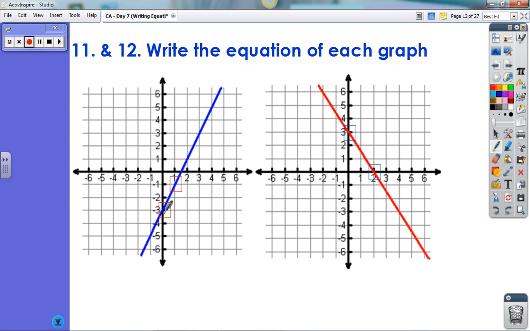My slope for this one is up 2 over 1, and my y-intercept is -3. For this one, my slope is, let's see, up 1, 2, 3 over -2. So 3 over -2. Remember, the negative could be on top. And then my y-intercept is positive 3.